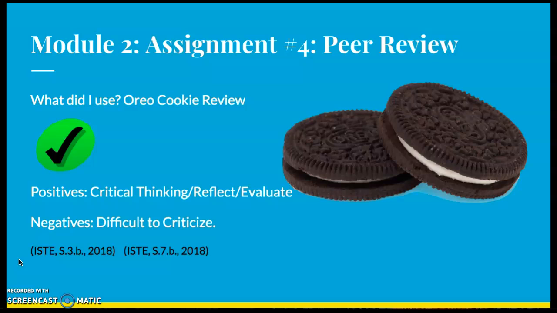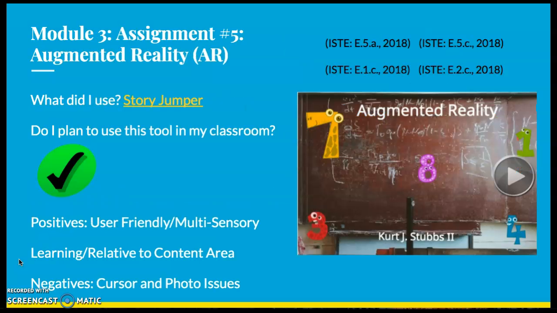Module 2, Assignment 4, the peer review. I really like this. Critical thinking skills, reflective evaluation skills. I think that I could implement this in my class. I'd really like my students to do more peer-to-peer reviews. One thing that I found negative is it is really difficult to criticize someone else's work, even when it's constructive.